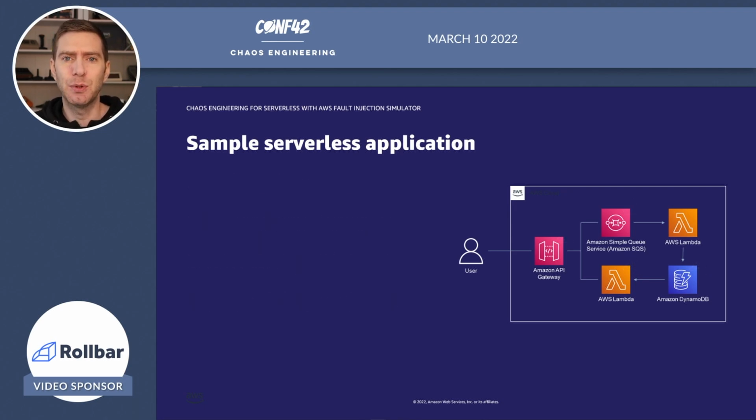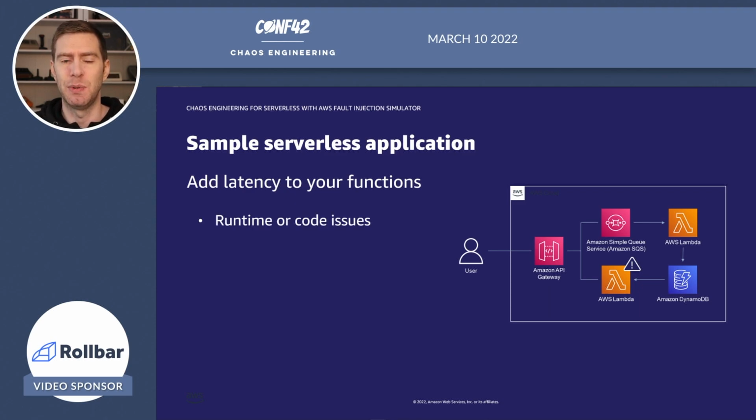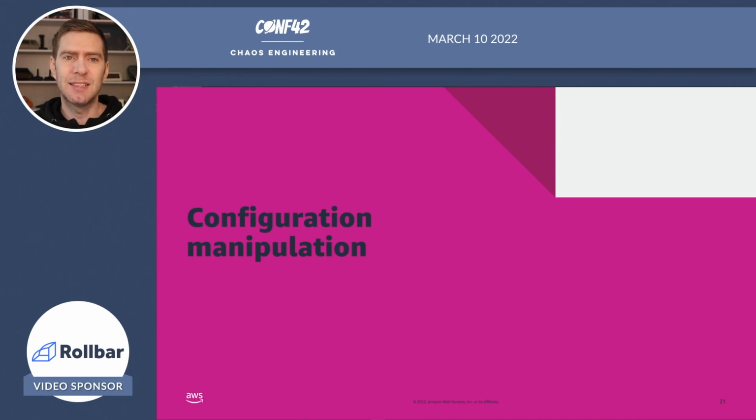And perhaps the most common example of doing chaos engineering experiments for serverless is to add latency to our functions. By adding latency, we can simulate a bunch of different failure scenarios. For instance, it could be runtime or code issues. It could be integration issues to downstream or upstream services. It could be to test our timeouts for our AWS Lambda functions. And it can also be to test how our application behaves in case of cold starts. So let's start off by looking at configuration manipulation.